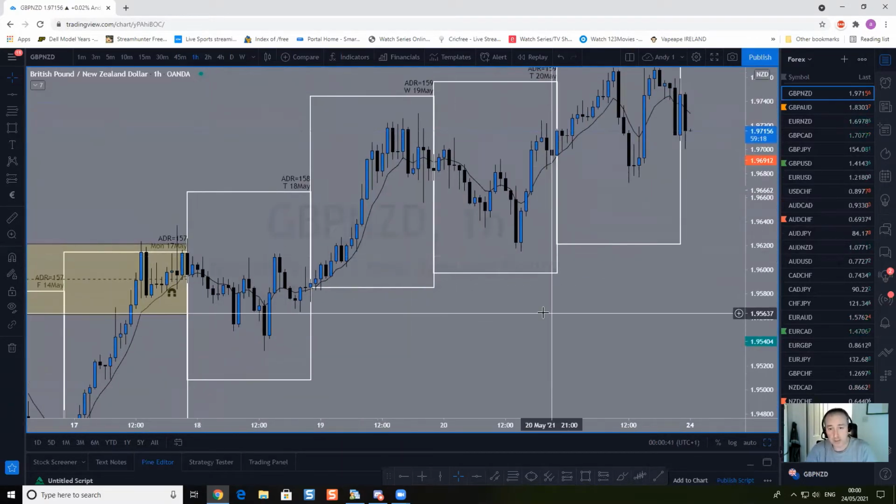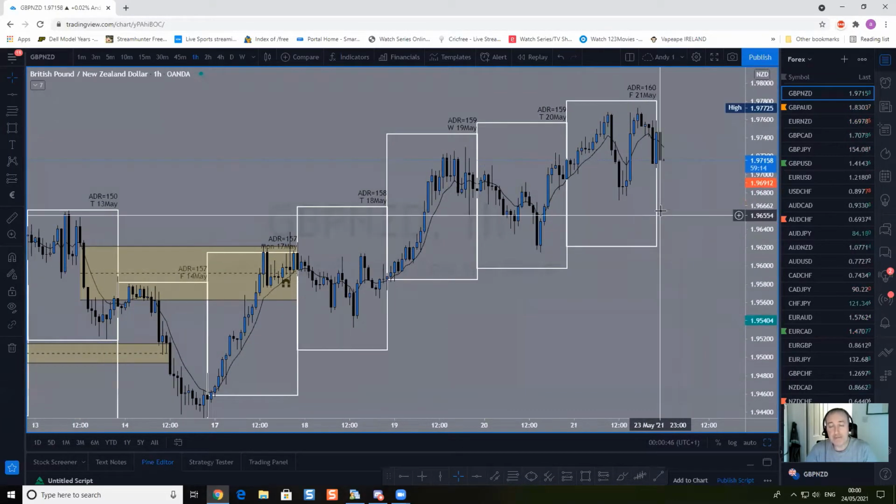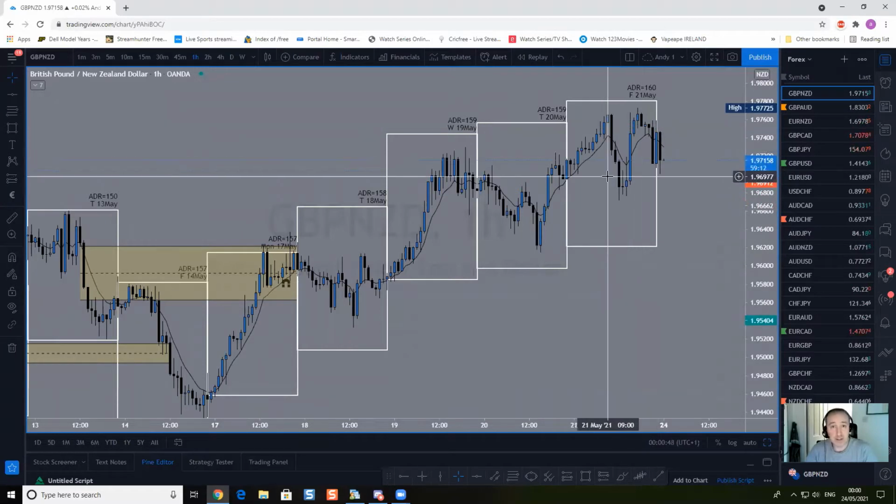Now you don't need to do this. I'm just showing you this for a bit of time, okay? But it shows you that it stays within its average daily range. Why is that important? Because if you're trying to project a price for a TP, you want to make sure that you're within the average daily range to give yourself the best probability you can of getting your TP. Sorry, just turn this off.